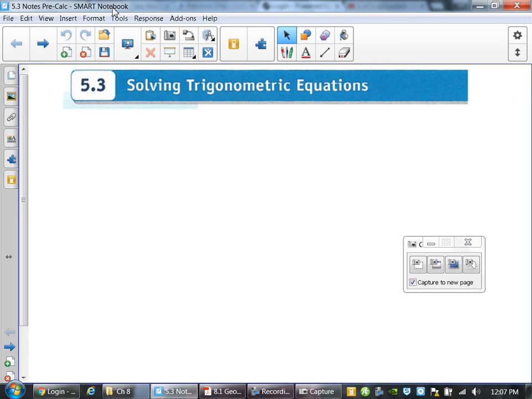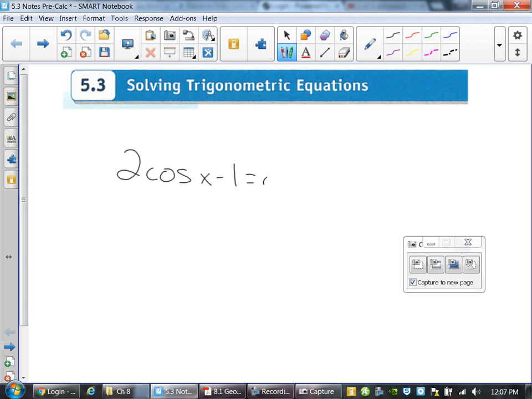These are the problems that look like this in your Algebra 2. It was 2 cosine x minus 1 equals 0, and you would solve it for either a general solution or within one revolution. Remember that?